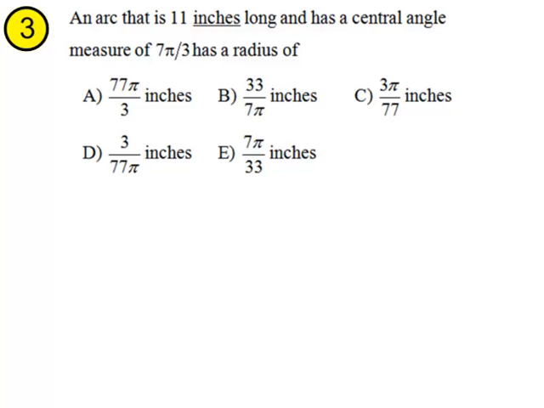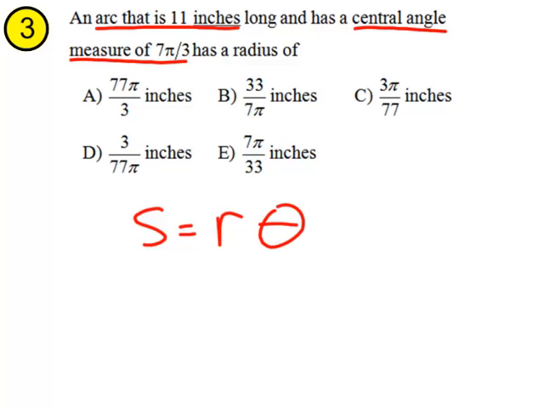Question number 3, an arc that is 11 inches long and has a central angle measure of 7 pi over 3 has a radius of what? Well, we are given information about an arc, and we are also given information about an angle. It should immediately come to mind to the well-practiced student that we are going to be using our S equals R theta formula. So let's plug in the 11 inches for S.